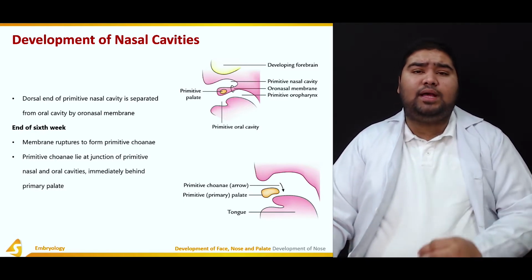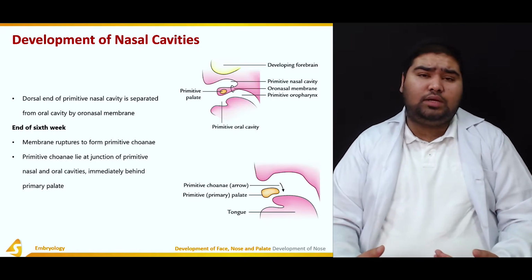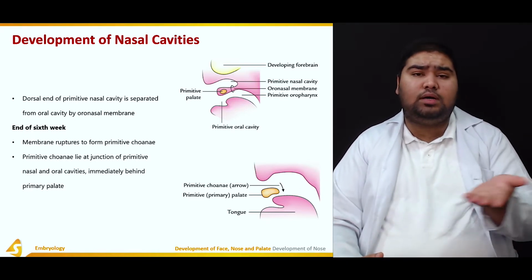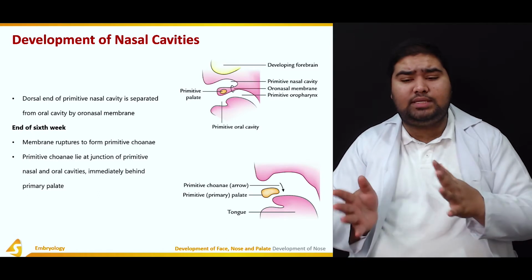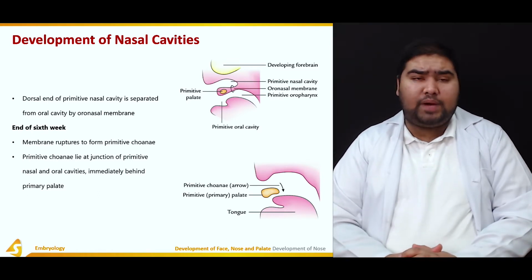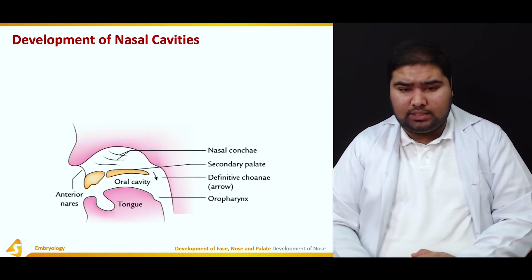The primitive choana are communicating with each other because there's no separation between them, the only separation being the primary palate, the primitive primary palate, which is being developed at this point in time.